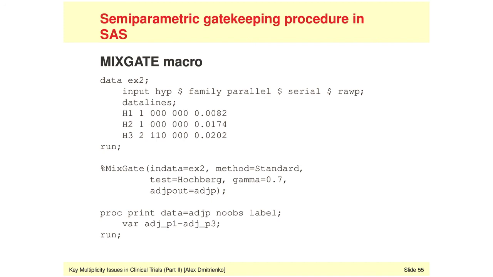The truncation parameter for the second family is not explicitly defined because it is set to 1 by default, and therefore to specify this Hogberg-based parallel gatekeeping procedure, it is sufficient to set the test argument to Hogberg and the gamma argument to 0.7. The last argument of this macro is the name of the data set where the multiplicity adjusted p-values will be saved. It's ADJP, which stands for the adjusted p-value. And the last 3 lines of this short SAS program are simply used to print out the multiplicity adjusted p-values.